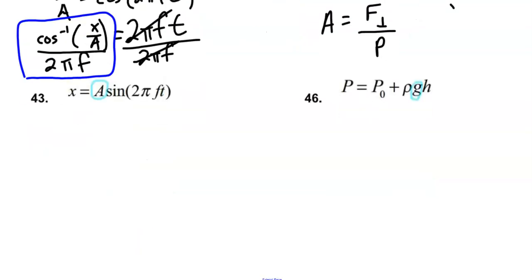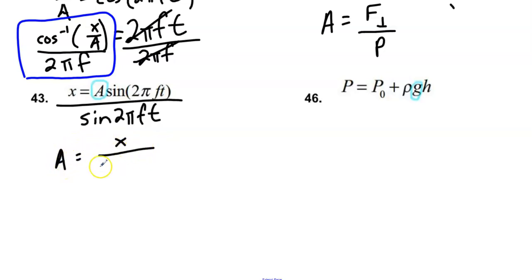Continuing on. We're not doing crazy stuff on this one. Divide both sides by sine 2 pi f t. That's pretty much it. So A equals x divided by sine 2 pi f t. That's it.